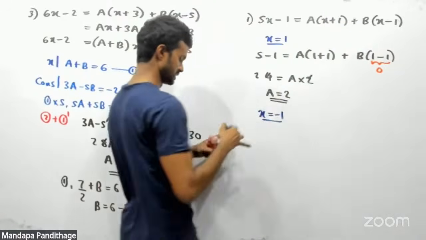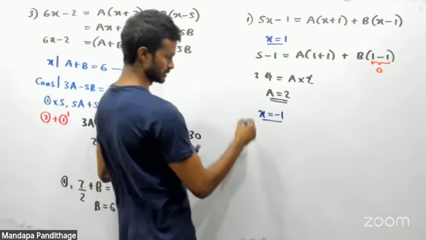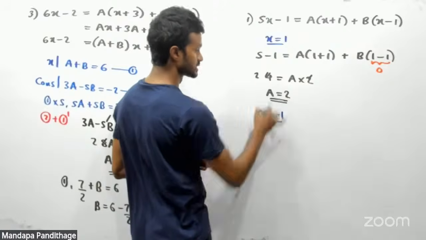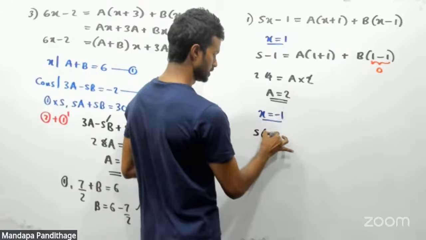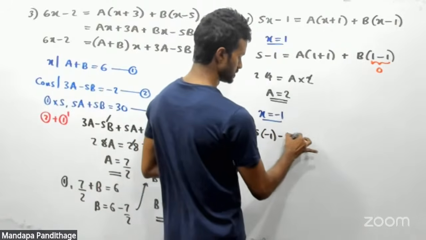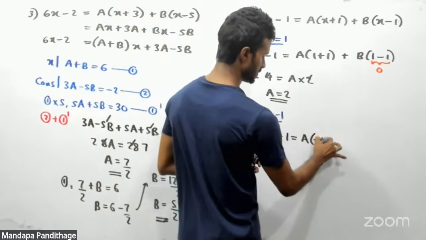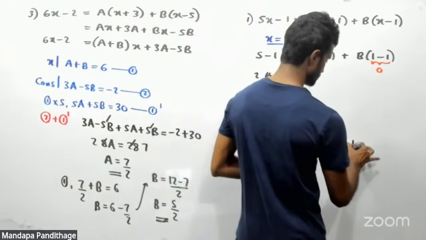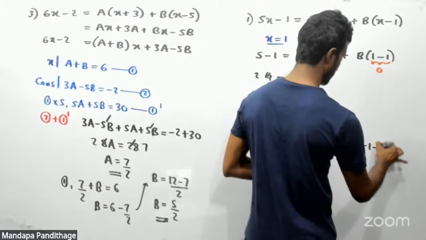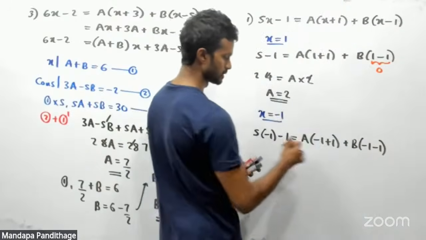This becomes 0 when x equals minus 1. So when you substitute minus 1, every x should be substituted by minus 1. Here it's 5 times minus 1, a minus 1 is equal to minus 1 plus 1. For now, I'll just write it: a plus b times minus 1 minus 1. So now it is clear this becomes 0.